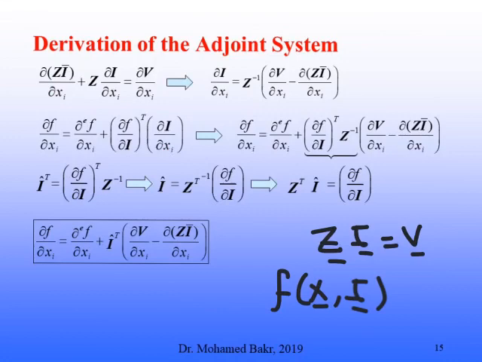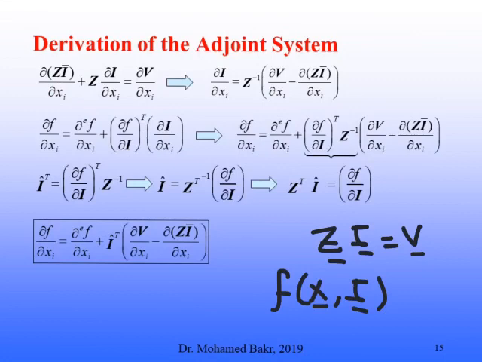And what you're going to do, you're going to replace here partial I, the derivative of the state variables relative to the ith parameter, from this expression here. So we replace this one by this expression. And then we combine these two terms, we call them I hat. This is partial f partial I transpose Z minus 1 equal to I hat transpose, actually, because this will have to be a row vector. We call this product a row vector I hat transpose.